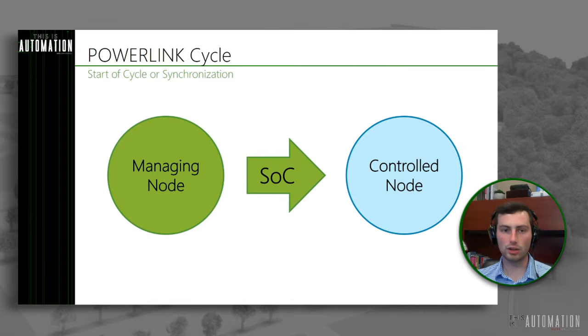Okay, so after that start of cycle, the managing node is going to send what is called a pull request message. The key to Powerlink, how it maintains its real-time communication, is that the managing node is always managing the traffic in the system. As opposed to a standard Ethernet implementation, where you could have multiple nodes talking at the same time and there may need to be some arbitration, the managing node is dictating when the controlled node can send messages and which controlled node can send messages at any given time. So that's one of the key things.